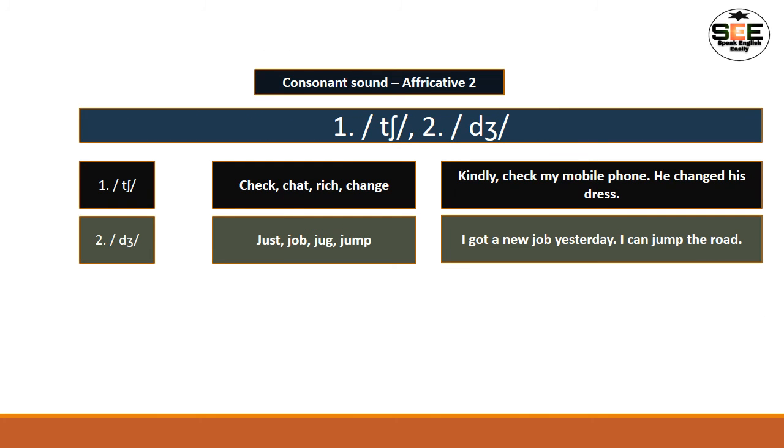Come to the next one, the affricatives. We have two affricatives in consonant sounds under the International Phonetic Alphabet. Number 1 is t and esh symbolized, and it produces the ch sound, ch, ch. Number 2 is d and zh, and it produces the j sound, normal j. Let's see what this is. Number 1, t and esh symbolized, produces the ch sound.